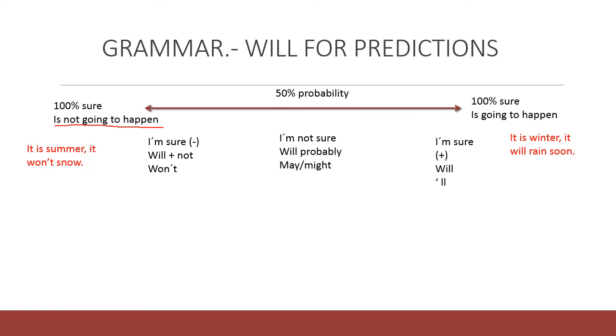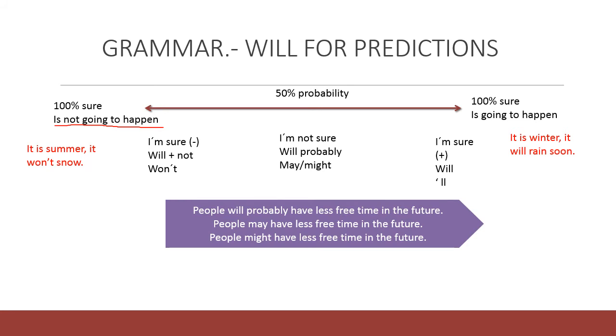And 50% of probability. It means that you are not sure. We can use will probably or the modal verbs may and might. Let's check some examples. People will probably have less free time in the future. Here we're using will probably. Or people may have less free time in the future. May plus the verb. People might have less time in the future. Might plus the verb have.